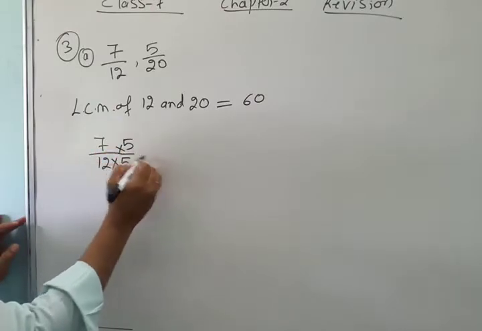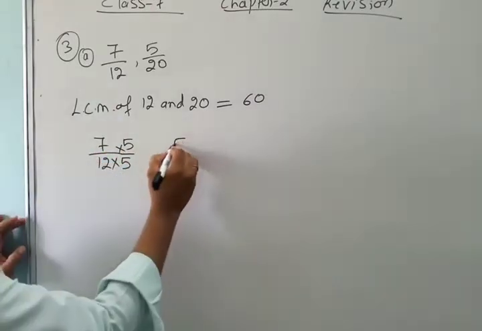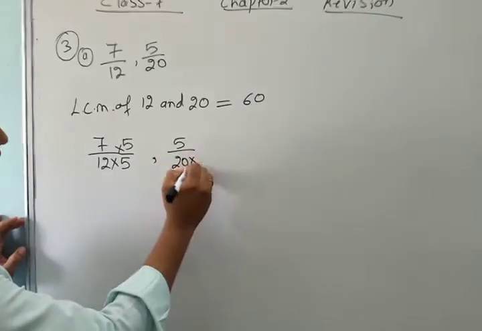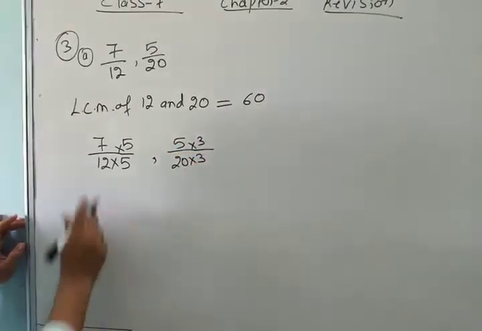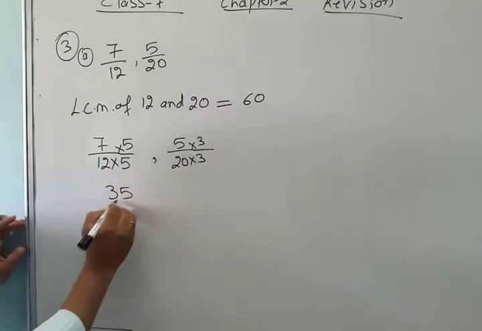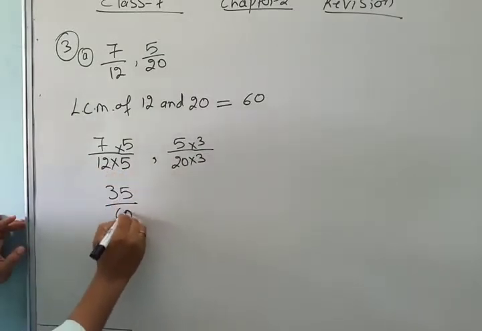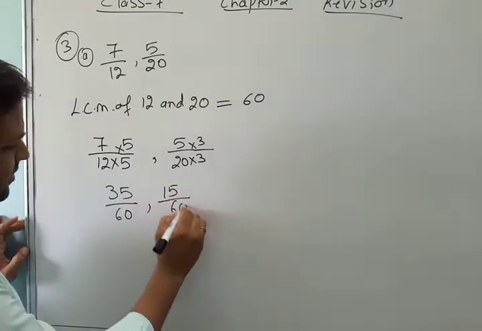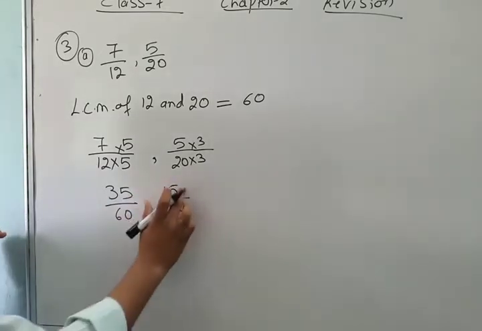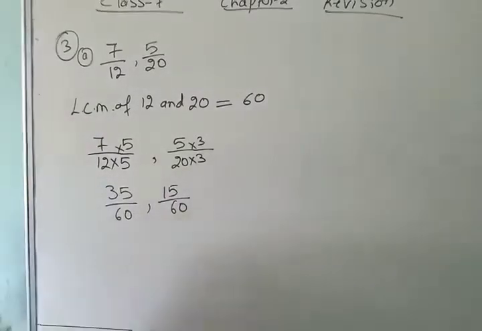So we have to multiply the numerator also. 5 upon 20: 20 multiplied by 3 is 60. So multiply it in the numerator also. 7 5s are 35 upon 12 5s are 60. 5 3s are 15 upon 20 3s are 60. So 35 upon 60 and 15 upon 60, both denominators are the same, so we can say that it is a like fraction.